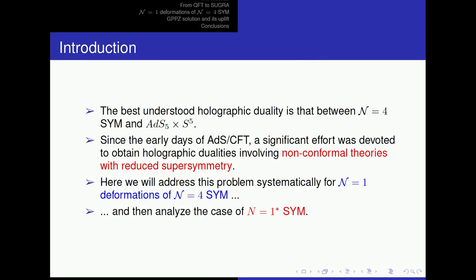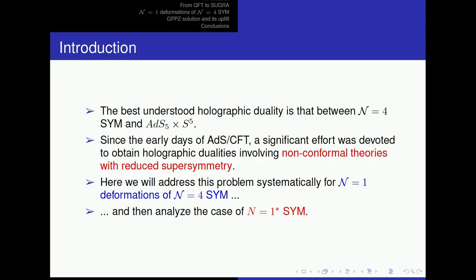Let's start. As everybody here knows, the best understood holographic duality is between N=4 Super Yang-Mills and AdS5 x S5. And since the very early days of AdS/CFT, a significant amount of effort was devoted to obtaining dualities with less supersymmetry and without conformal symmetry. So what I will do today is try to address some of the same issues that were discussed 25 years ago, but now a bit more systematically. I will address this issue systematically for N=1 deformations of N=4 Super Yang-Mills.